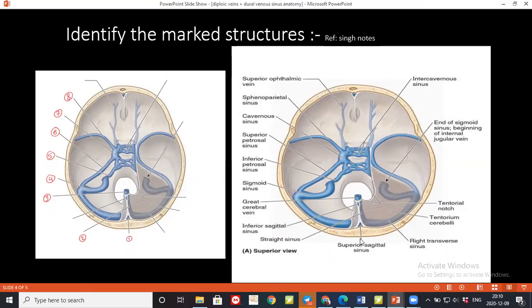I said superior sagittal sinus. Yes, it is. And two? I said straight sinus. Yes, two is straight sinus. And then three? I said probably inferior sagittal sinus. I think it will be great cerebral vein. Yes, it is great cerebral vein. And then four? I said sigmoid sinus.